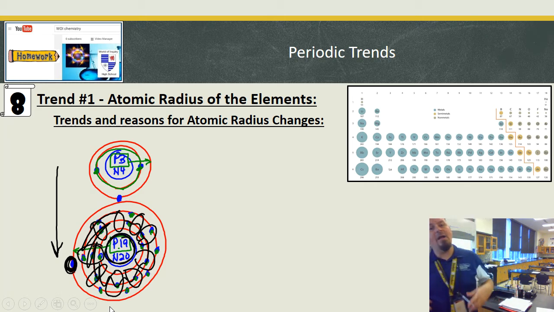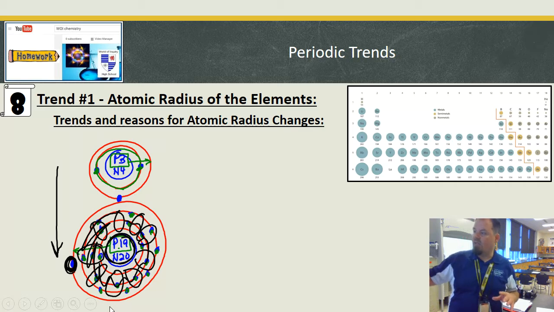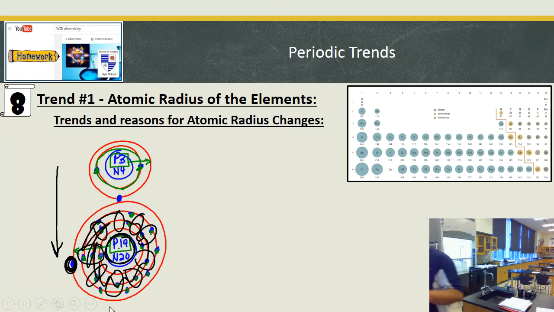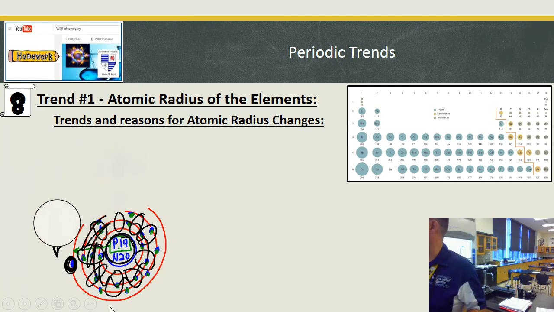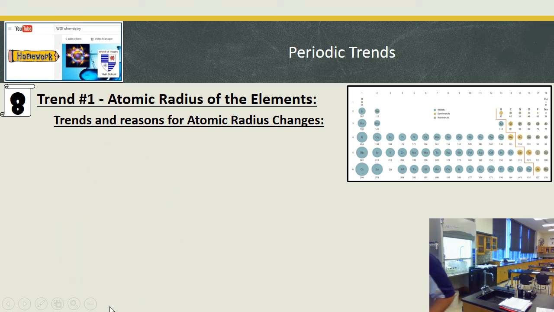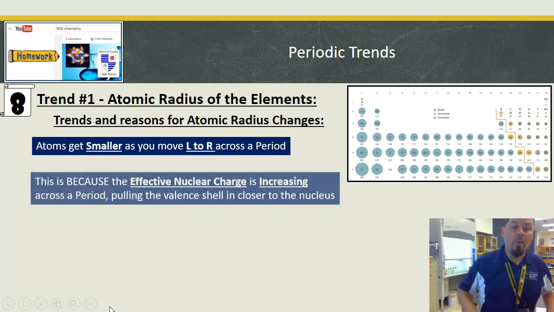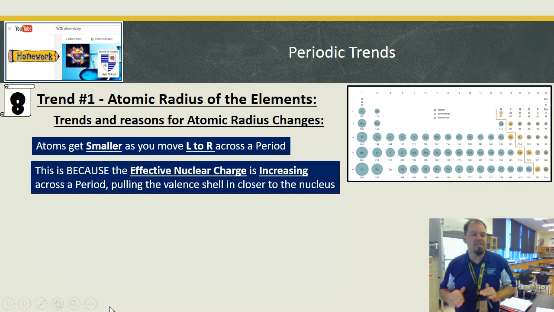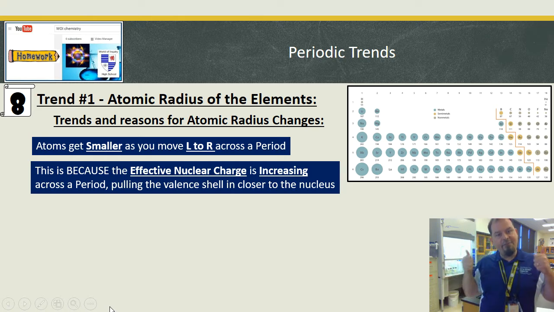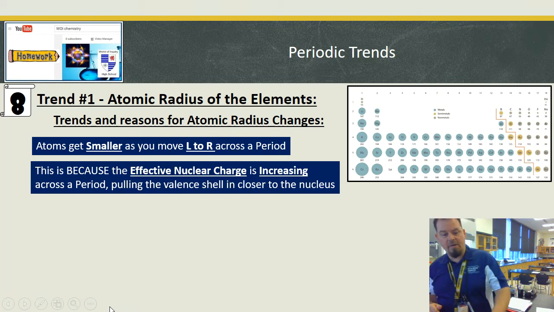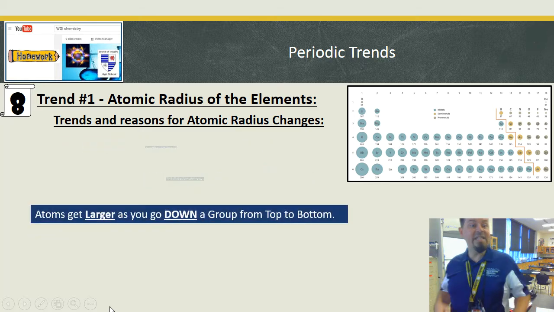But now when we back up, now that we have a feeling of what this electron shielding is, it helps re-explain what's going on when I go across, because now my effective nuclear charge is again going up because my shielding is staying the same. I have the same number of energy levels, more protons. So my effective nuclear charge is actually going up. Having more protons does make a difference when I go across the period. When I go down a group, it doesn't.